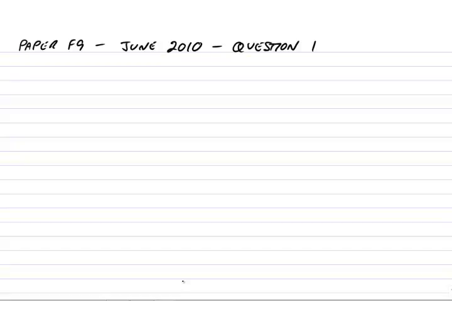Okay, we're going to work through question 1 of the paper F9 June 2010 exam. So first of all, let's have a look through the question as we would in the 15-minute reading time. If you look straight to the requirements, part A wants a list of values and fairly clearly it's expected values, and that immediately put a few people off.